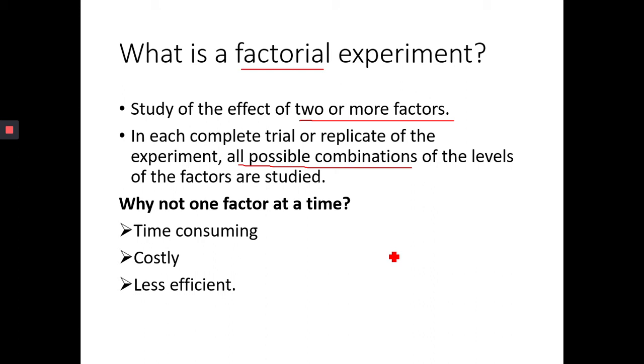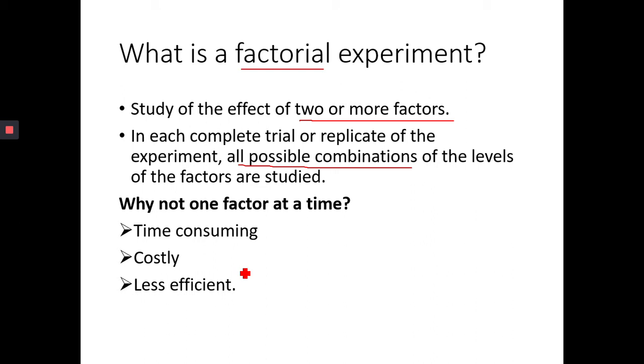Now, why not one factor at a time? Why not studying one factor at a time and then we move on to study another factor? Obviously, it is logical, and I'm sure all of you would appreciate that studying one factor at a time is time consuming, because it means you have to run the experiment completely up to the end before you introduce another factor, and then you introduce another factor.